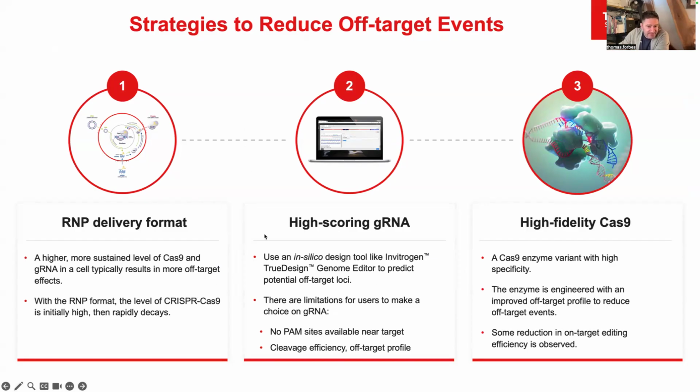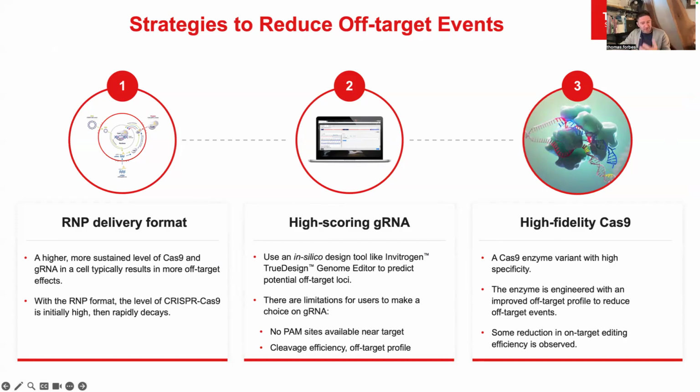Second strategy in the middle here is something like a high-scoring guide RNA to help us minimize off-target effects. This is a really cool computer simulation program that we offer at Thermo Fisher in the form of what's called our TrueDesign Genome Editor. And what that does is it enables us to predict things like potential off-target loci by providing a guide RNA algorithm score that allows us to predict things like efficiency, specificity, proximity to the edit site, right? And then lastly, the use of things like high-fidelity Cas9.